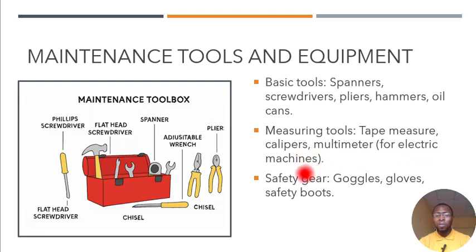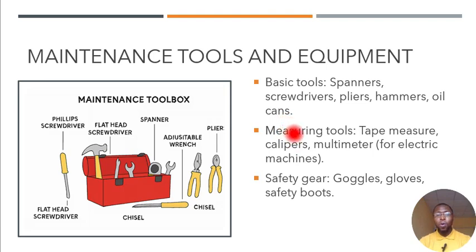Then we have the safety gear too, such as goggles to protect your eyes, gloves to protect your hands, and safety boots to protect your legs. It's very important that you have maintenance tools available in case there is need to use them. It mustn't be when there is need for them that you begin to go to the market. They should be around. In industry, they should have these in their custody.